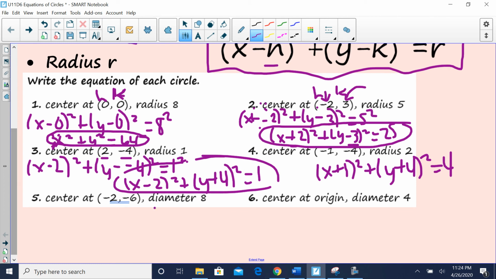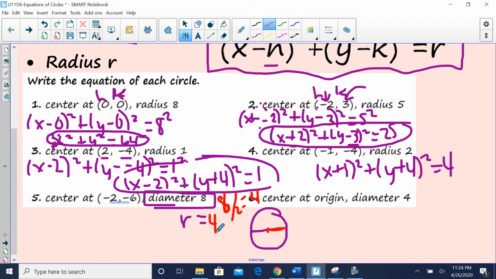This time, be careful, it doesn't give us the radius, it gives me the diameter. So how do I find the radius from the diameter? If I sketch it for you, the diameter of a circle goes all the way across. The radius, though, is really only from the center of the circle to the edge, so it's like half of it. So if I take 8 and I divide by 2, I end up with 4, which means my radius here is 4.